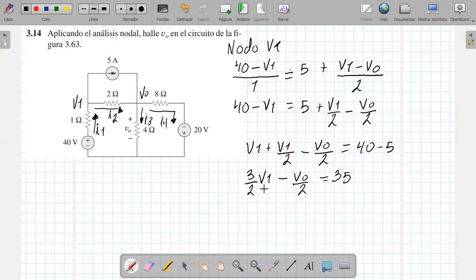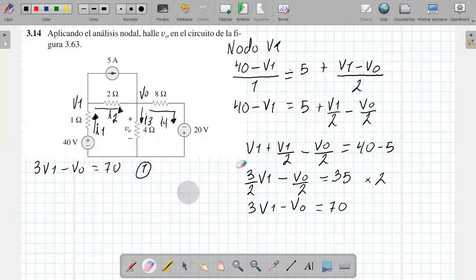Well, I can eliminate the denominator by multiplying everything by 2. I will have 3 V1 minus V sub 0 equal to 70. This is our equation 1. I'm going to put it here, the same 70.